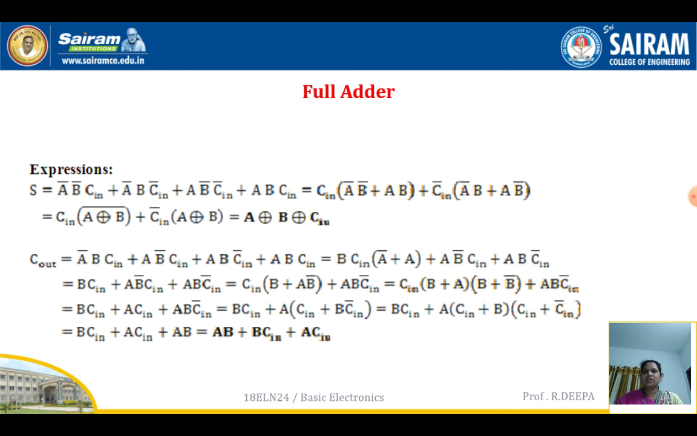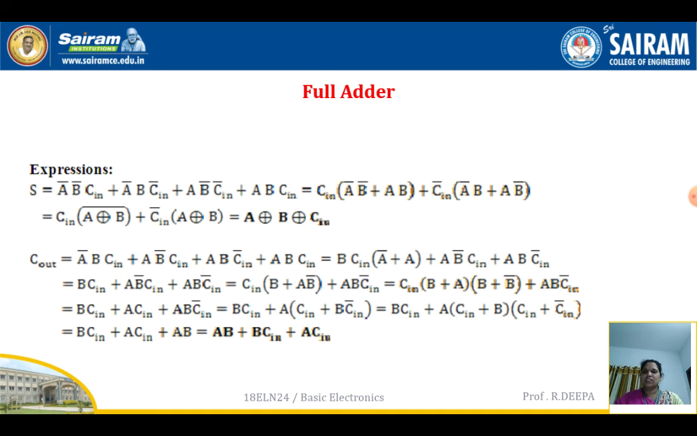The expression for S from the truth table we can write as S is equal to A bar B bar C in plus A bar B C in bar plus A B bar C in bar plus A B C in, and you can simplify it, and finally the simplified expression for the sum is A exclusive or B exclusive or C in.